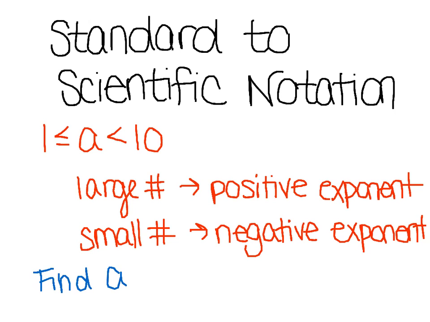and then count however many spots from the decimal spot in A to where the decimal place is now, and you'll see an example of this. However many spots that is, that's the exponent. And again, if it's a large number, that exponent is positive. If it's a small number, it's negative. And when I talk about large number and small number, I'm referring to A.